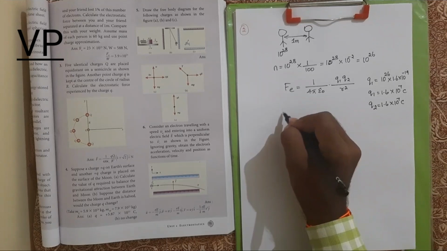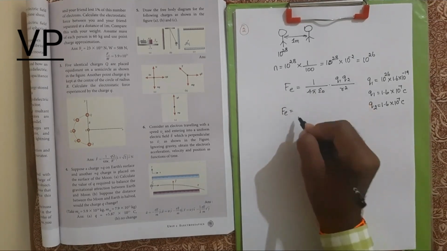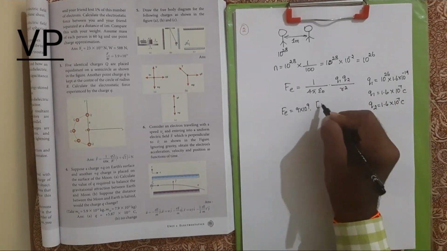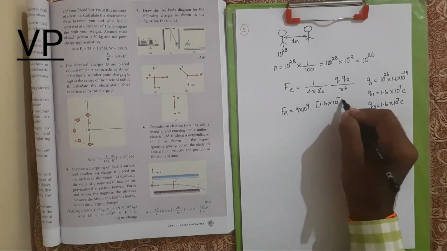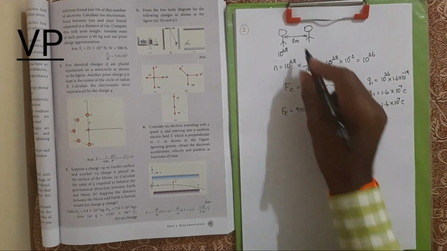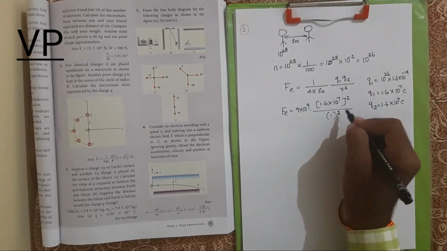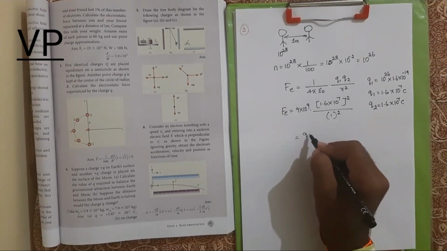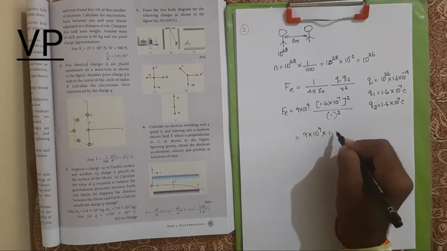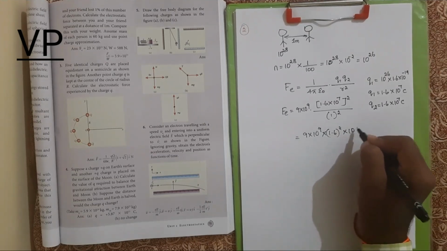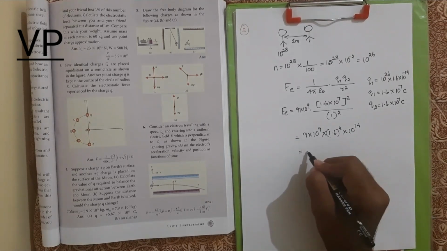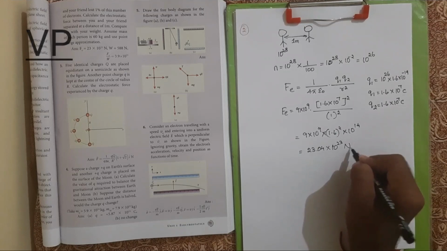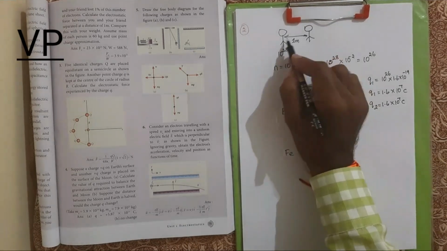So Fe is equal to 1 by 4 pi epsilon naught, which is 9 into 10 to the power 9, and solving for Q1 and Q2, that is 1.6 into 10 to the power 7, the whole square, divided by r square, which is nothing but 1 square, the distance between us. On solving this, we get 9 into 10 to the power 9 into 1.6 square into 10 to the power 14. We get 23.04 into 10 to the power 23 Newton is the electrostatic force between us.